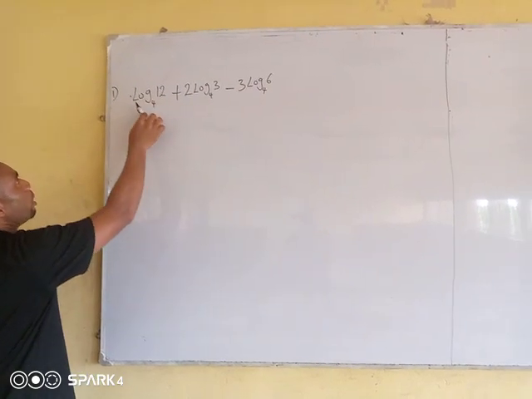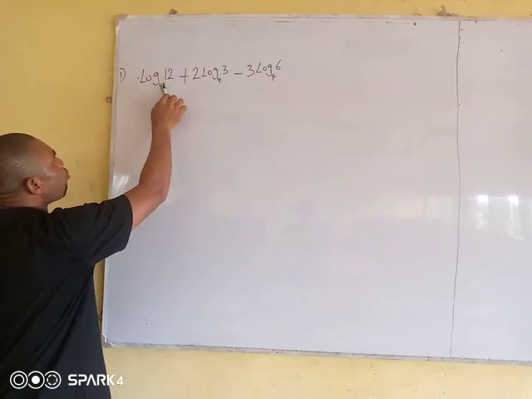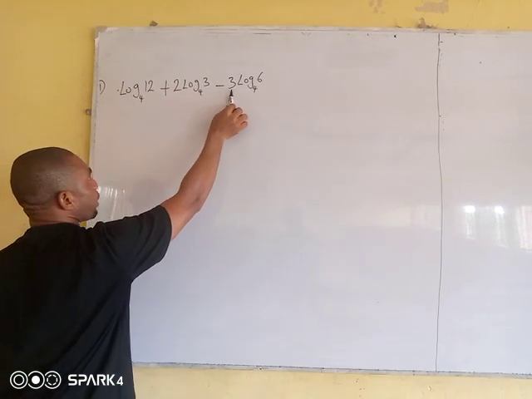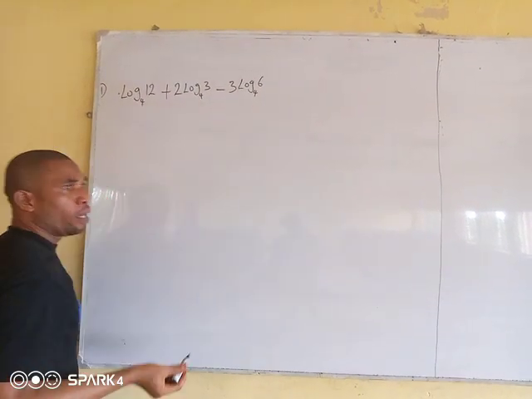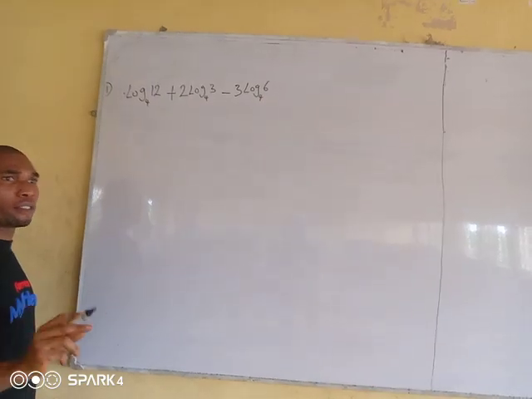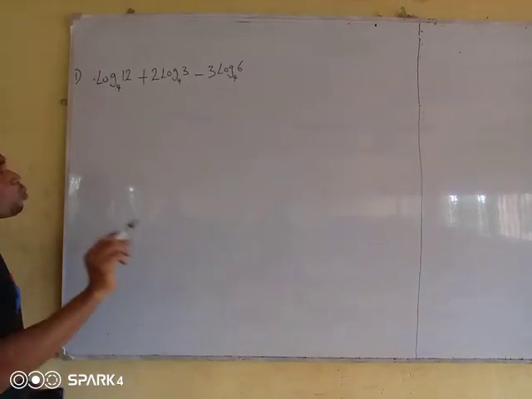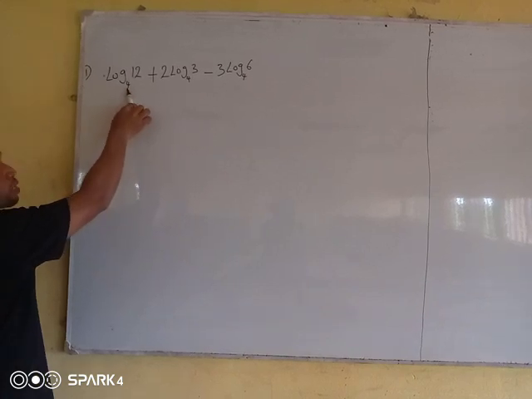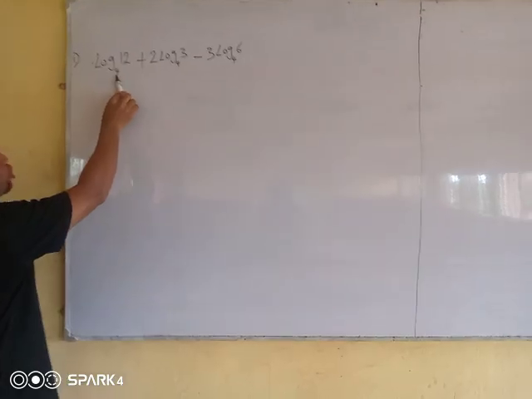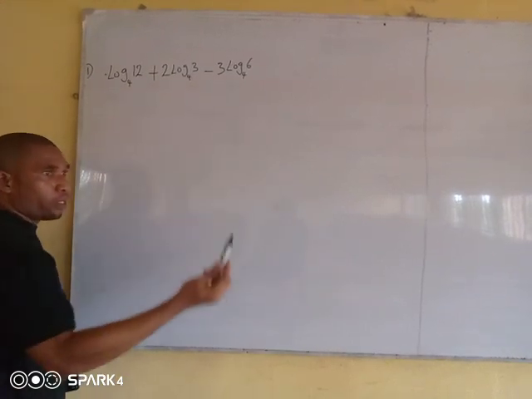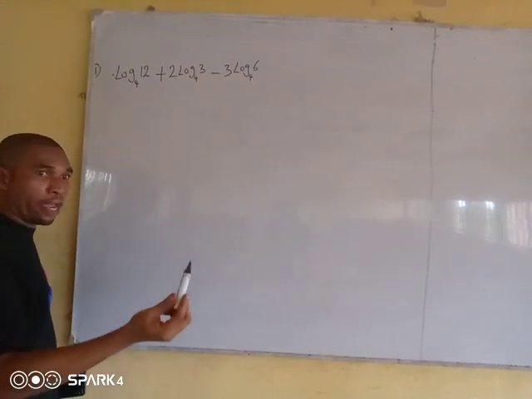This question says: find the log of 12 base 4 plus 2 log 3 base 4 minus 3 log 6 base 4. Now remember, whenever you are solving any logarithm, first we must look at the base. They must have the same base. Now look at this question. It's having base 4, base 4, base 4. It has obeyed that rule. We can now move ahead.